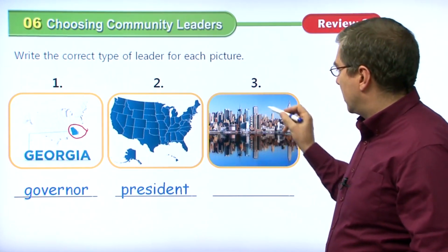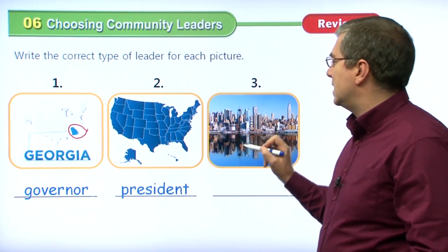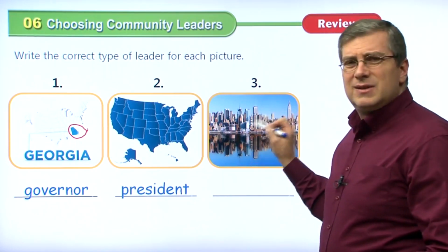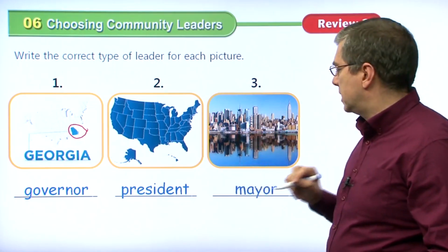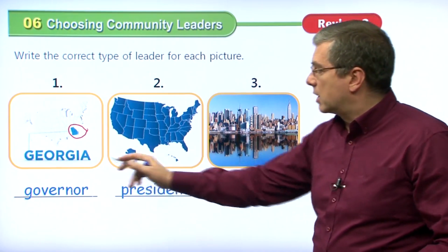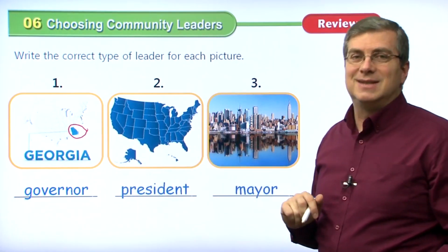Very beautiful, actually, by the way. It's very nicely reflected in the water, or the lake or the sea that it's next to. But what is the leader of a city or town? What do we call that person? We call that person a mayor. Okay, so we have governor for a state, president for a country, mayor for a city.